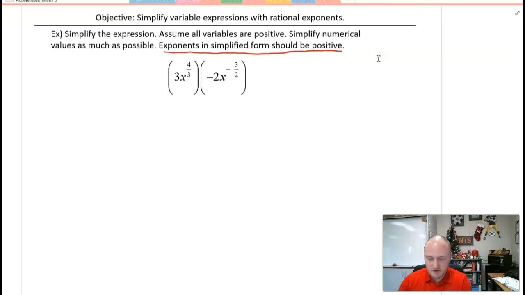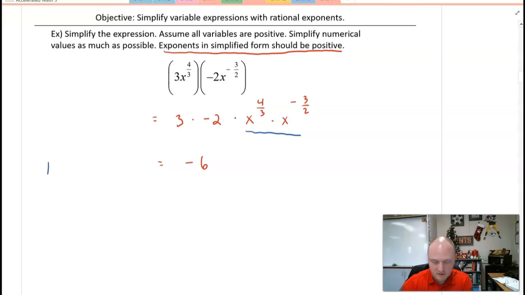3 over 2. All right, so if I'm going to simplify and distribute, I'm going to multiply coefficients with coefficients. So I have 3 times negative 2 times x to the power of 4/3 times x to the power of negative 3/2. Okay, so I know that 3 times negative 2 is negative 6. No big deal. But now what I have here is the product of powers property. I'm going to write this here.